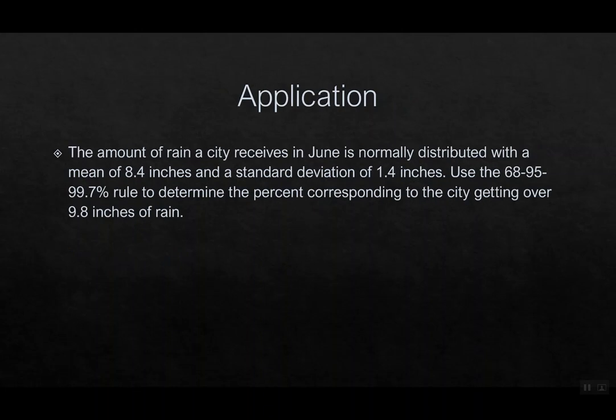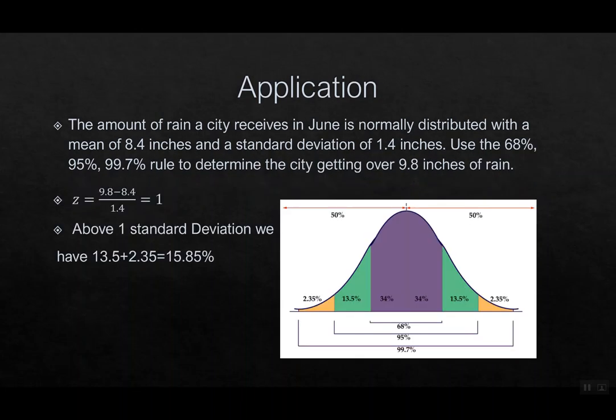The amount of rain a city receives in June is normally distributed with a mean of 8.4 inches and a standard deviation of 1.4 inches. Let's use the 68, 95, 99.7 rule to determine the percent corresponding to the city getting over 9.8 inches of rain. Let's start off by finding the z-score for the data element. Our z-score is 9.8 minus 8.4 over 1.4, which corresponds to the number 1.